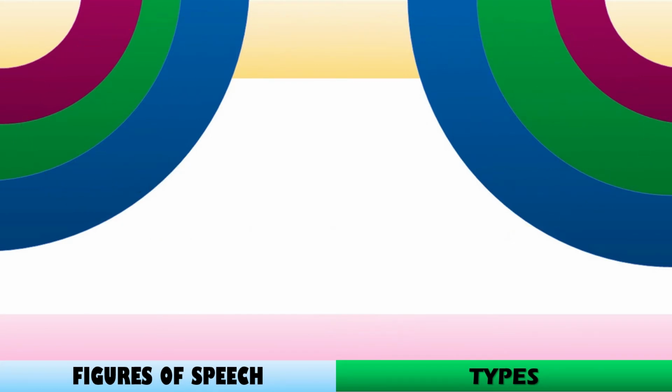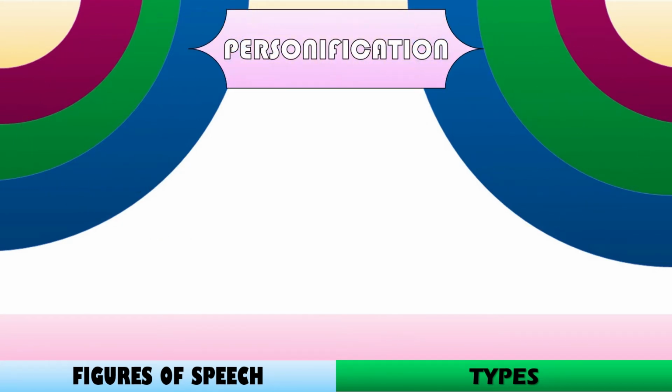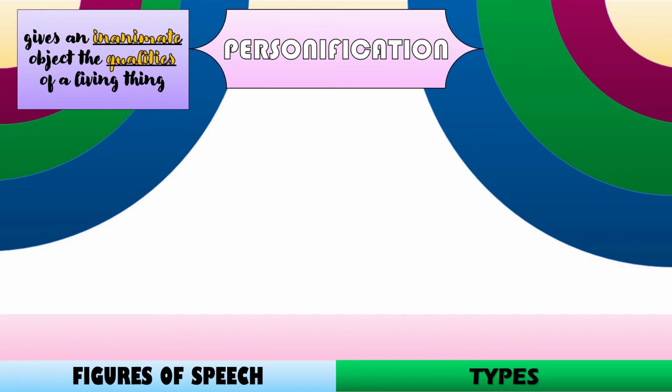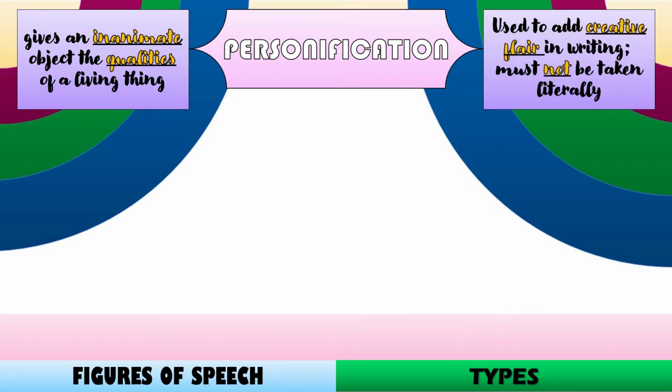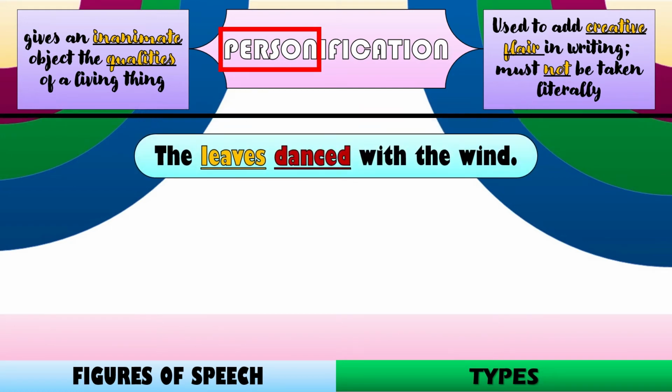To continue, we're going to discuss personification. Personification gives an inanimate object the qualities of a living thing. It is used to add creative flair in writing, and again, must not be taken literally. One of the characteristics of personification is that it aims to give objects qualities that persons or living things can only do. For example, the leaves danced with the wind.